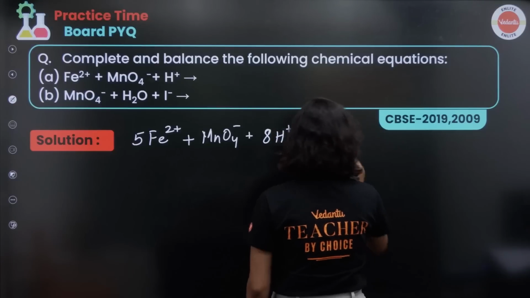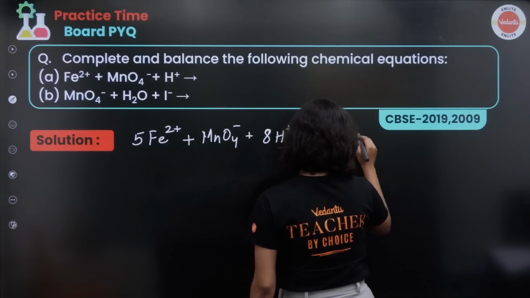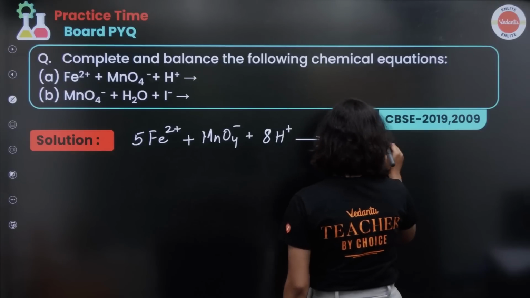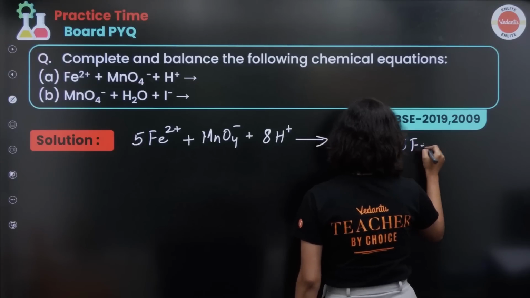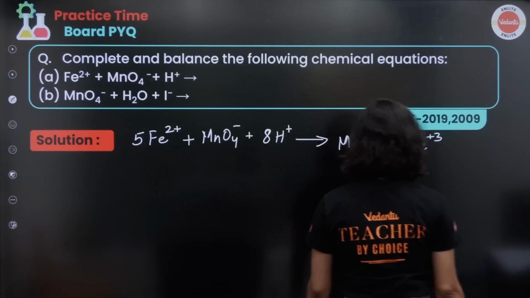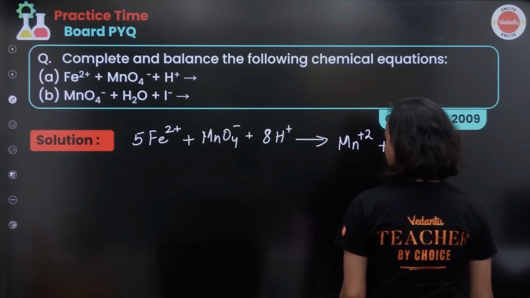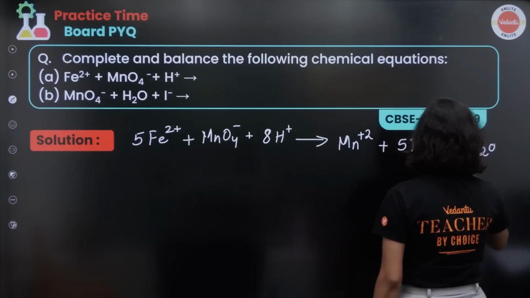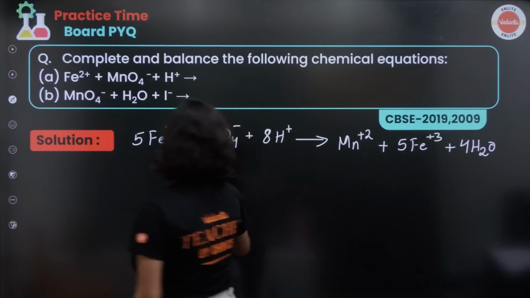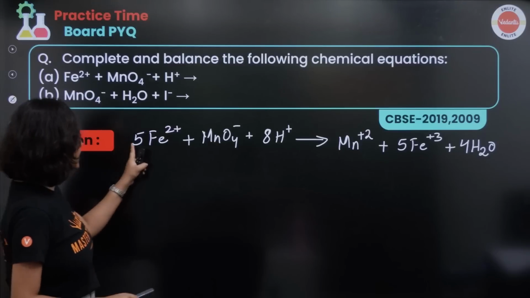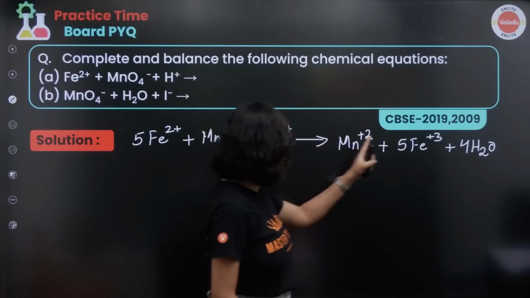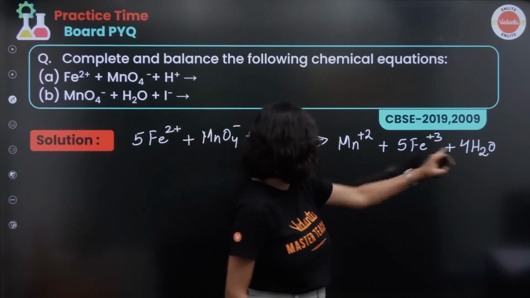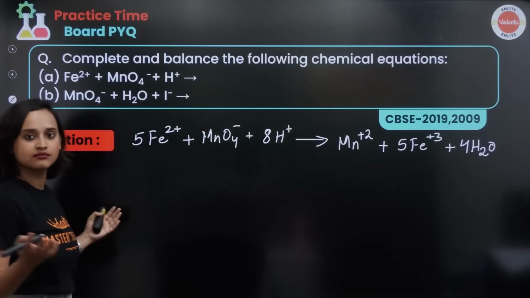This will give you Mn2+ plus 5 Fe3+, and then we are left with 4 H2O. This is how you solve it. See, 5 Fe, 4 H2O, so 4 twos are 8 H, 4 O, Mn2+. Yes, balanced.